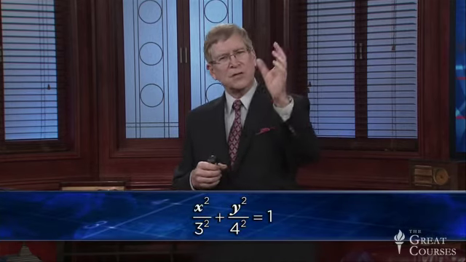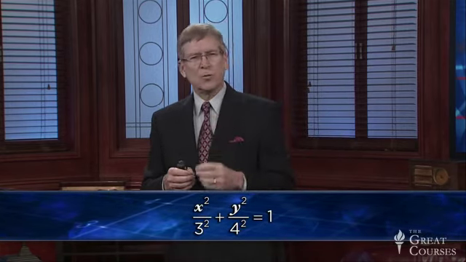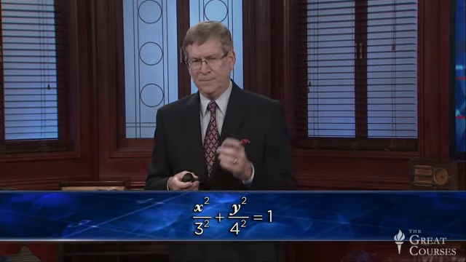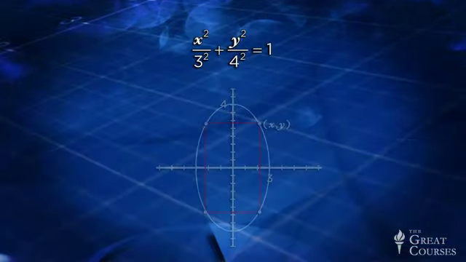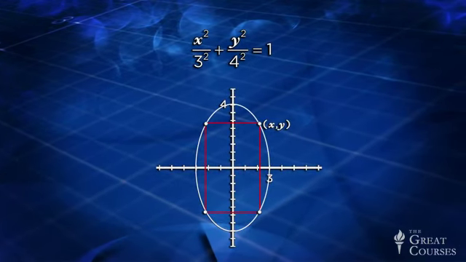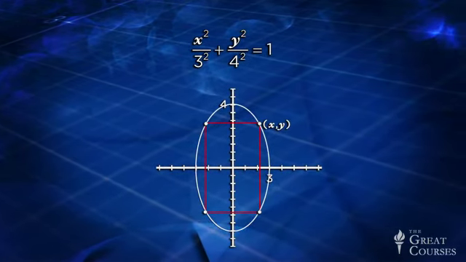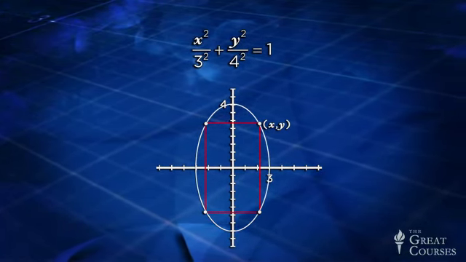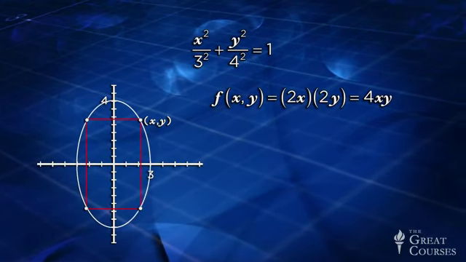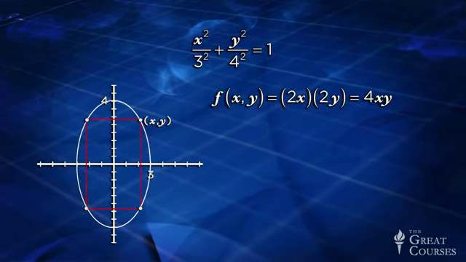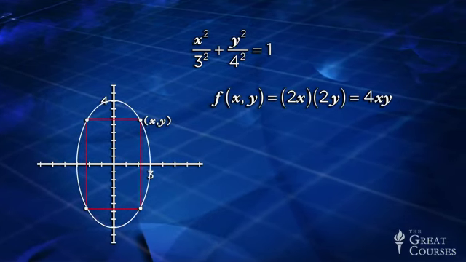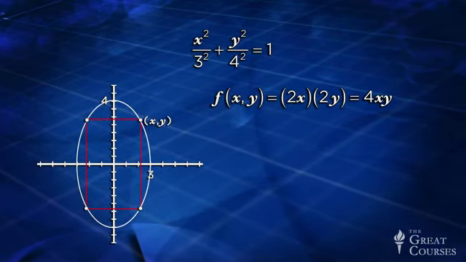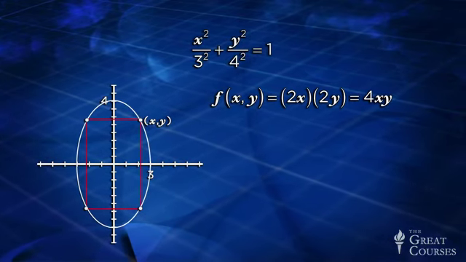And the ellipse will be x squared over 9 plus y squared over 16 equals 1. So here's a picture of that ellipse. It's a simple curve in the plane. And if we pick a point (x, y) in the first quadrant, then the area of the rectangle formed by that point and those four vertices would be 4xy. The area of the little rectangle in the first quadrant is xy, and then we have four of those rectangles, so it's 4xy.